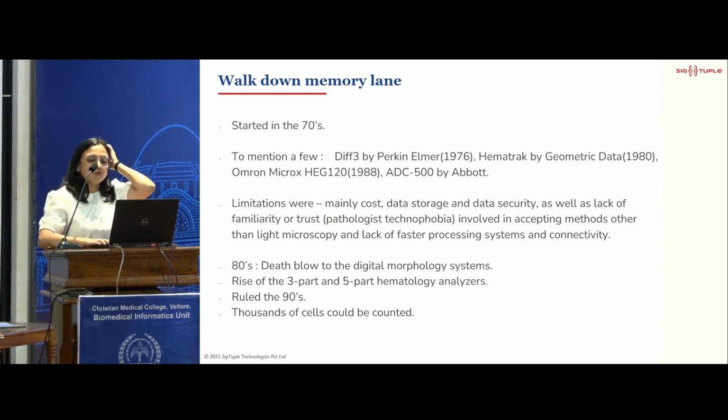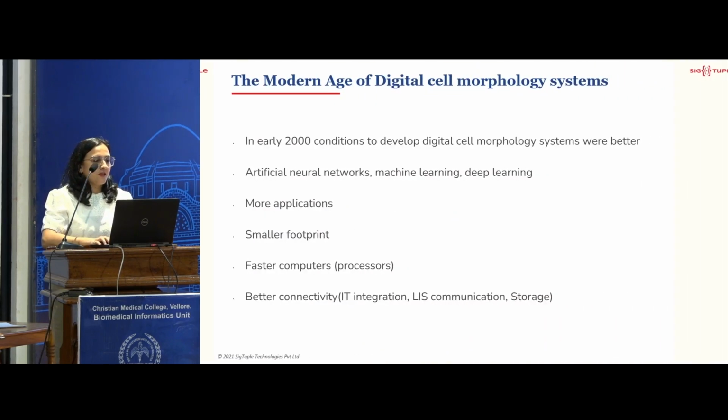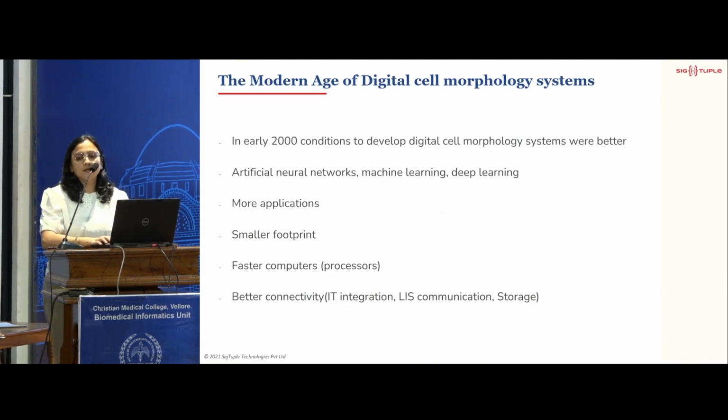Then in the 80s, there was a rise of these 3-part and 5-part hematology analyzers. So you may ask, why do you need morphology? These are giving everything, your CBC, your HB, TC, your WBC counts, platelet counts in a jiffy, right? They ruled the 90s, and thousands of cells could be counted by your cell sorters, your flow cytometry, everything started booming at that time. So now why is it coming out in the open?